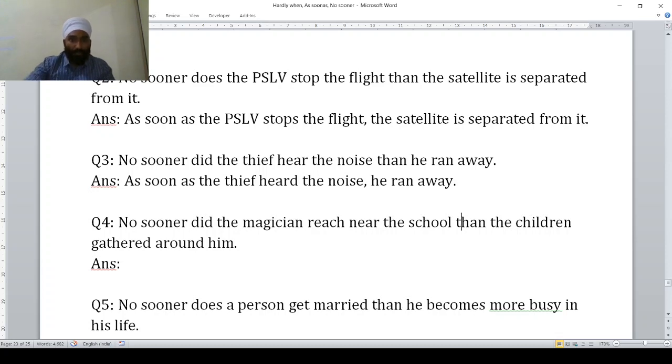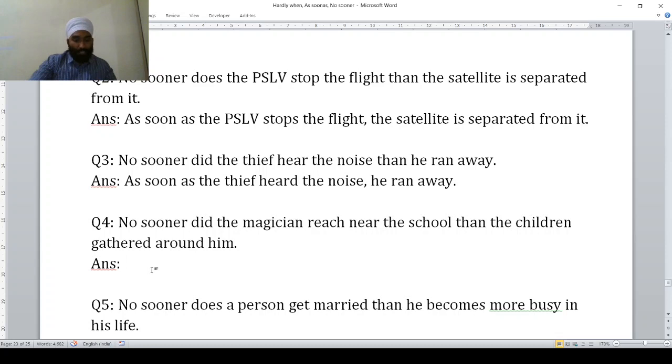No sooner did the magician reach near the school than the children gathered around him. No sooner did the magician reach near the school. So the magician is there. He is reaching near the school to show some magic. So this is the first action. After the magician's reaching, children will gather near him. So this is how we can identify the difference between the actions which occur first and after.